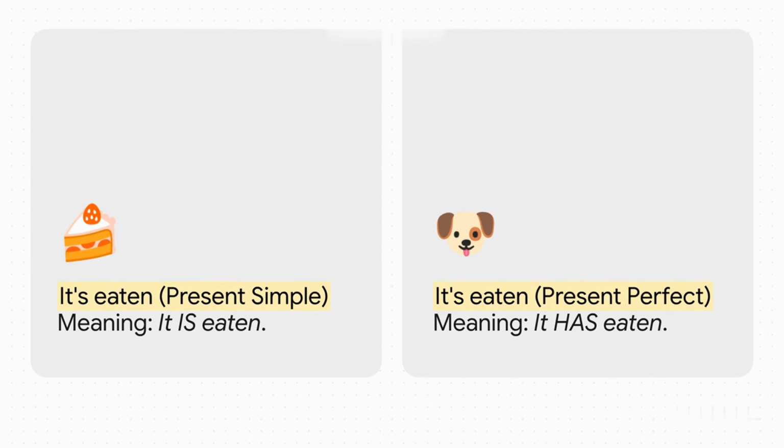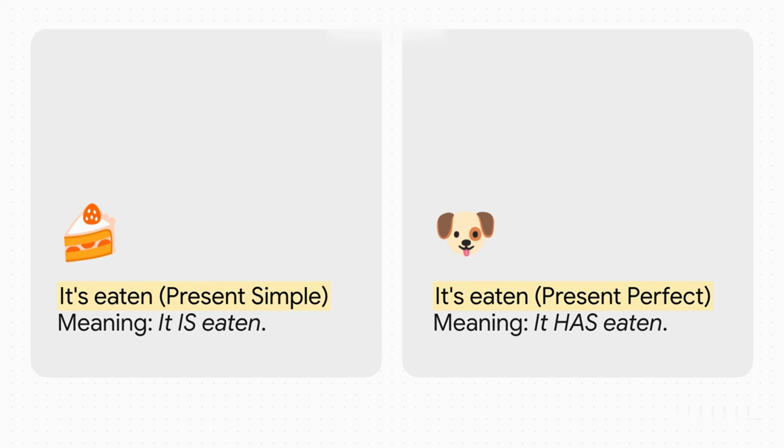Okay, now this is where things can get a little tricky, but it's super important. Let's talk about contractions. So imagine I ask, where's the cake? You might say, it's eaten. That means it is eaten. The cake is gone. But what if I said, my dog doesn't seem hungry? And you reply, well, it's eaten. That means it has eaten.